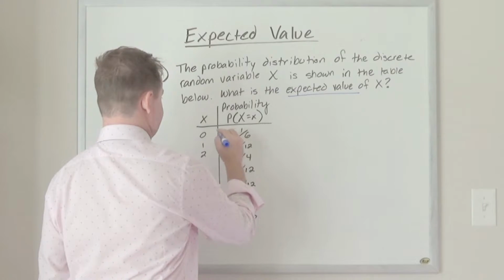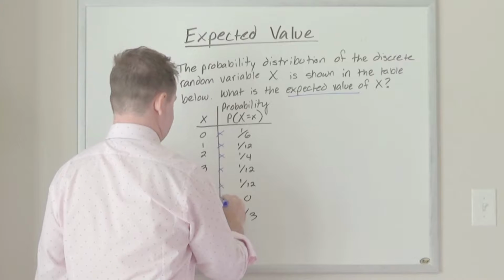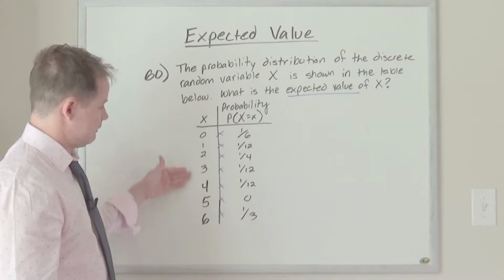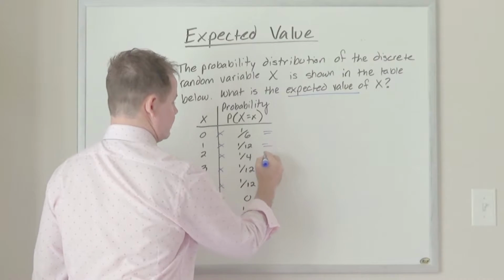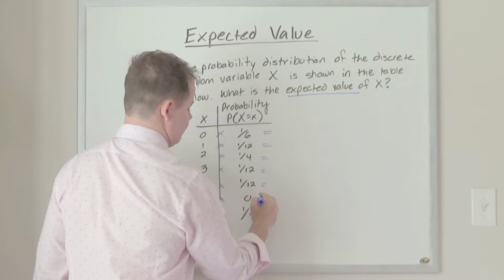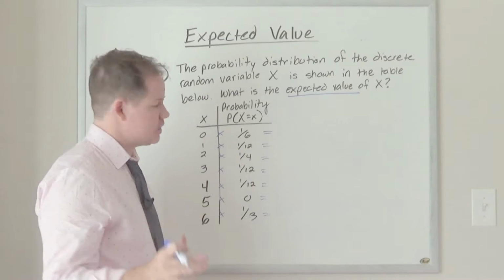So we're going to multiply all of these values. These are the possible x values, and these are their probabilities. So you're going to multiply straight across in your table for each value and see what you get for each, and then you're going to just add those up.